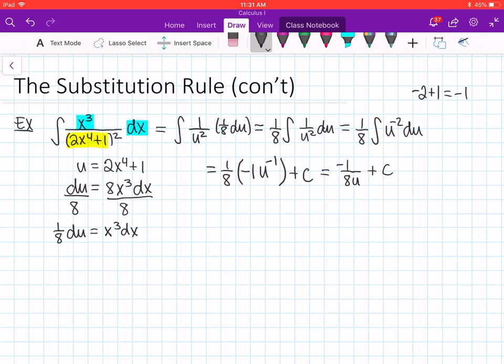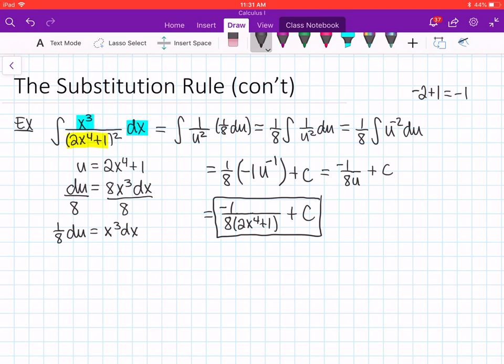So to continue on, we have, well, we started with x's, we got to end with x's. So we have 1 over 8, and then whatever u was. So 2x to the fourth plus 1, plus c. And there we go. There's our antiderivative using a u substitution. And a nice example where we don't have a square root.